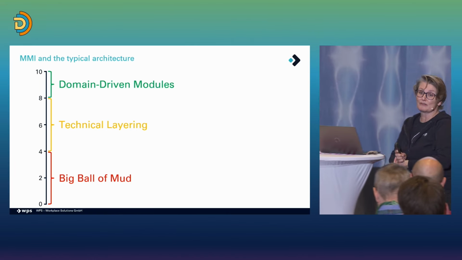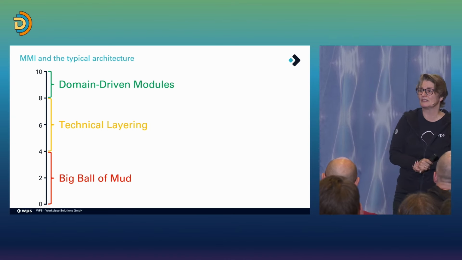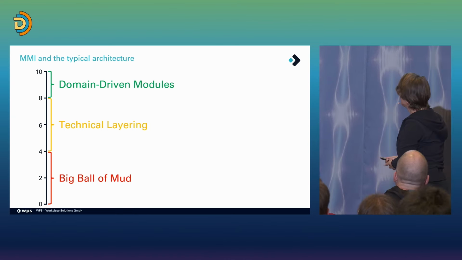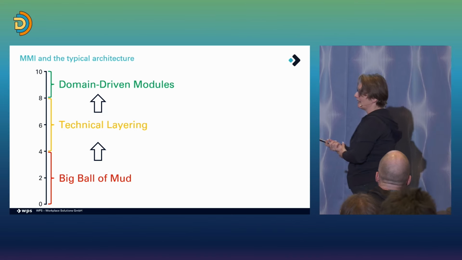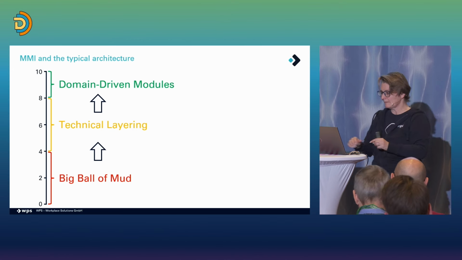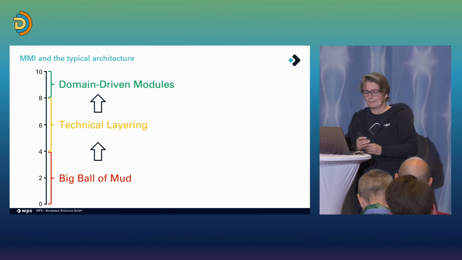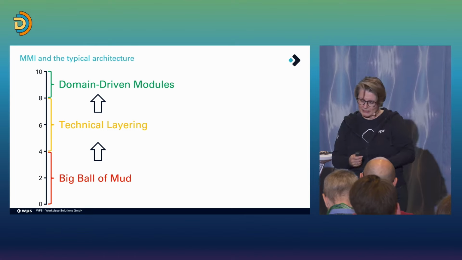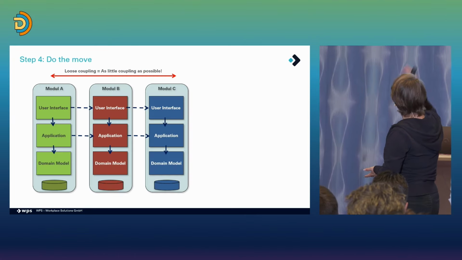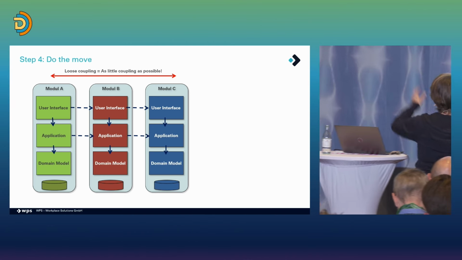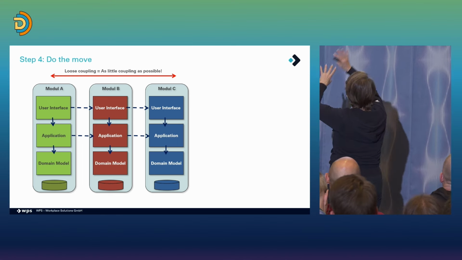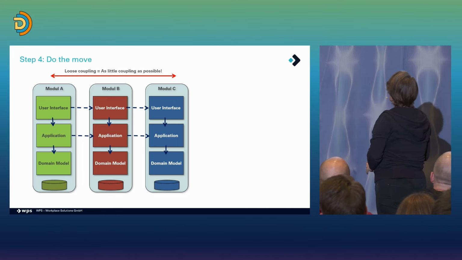We want domain-driven modules. This is what we want. We want separated small bits and pieces. And everybody wants to come from down there up there. Of course, people want to be up there. And this is where we try to help them, to get to this state where we have separate modules with a layering inside, and we have just some coupling in between.